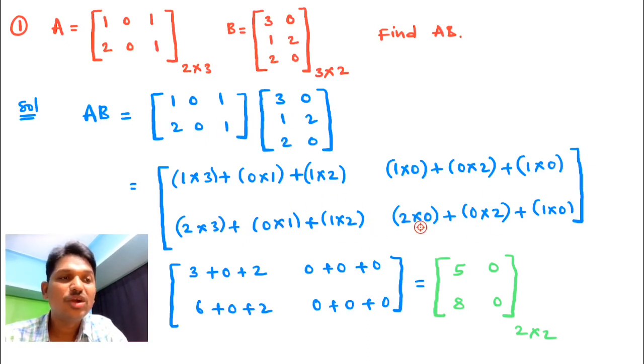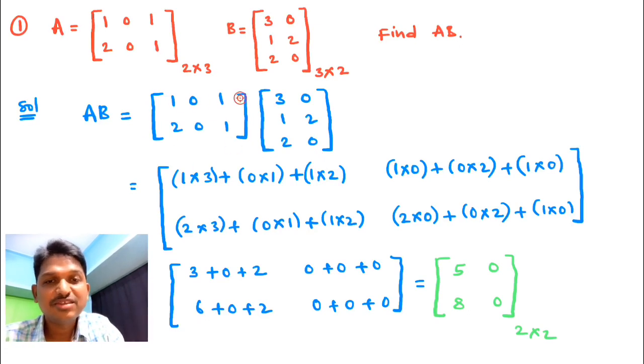Okay. Now what is this element? This is the element present in second row, second column. So here you consider second row, here you consider second column. From the first matrix you take rows, from the second matrix you take columns. Okay. 2 into 0 plus 0 into 2 plus 1 into 0.